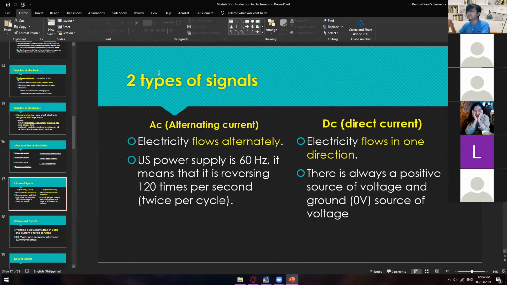Before that, let me just tell you guys that we have two types of signals. We have the AC and then the DC. Since you guys are already third year, am I right? Third year or still second year?